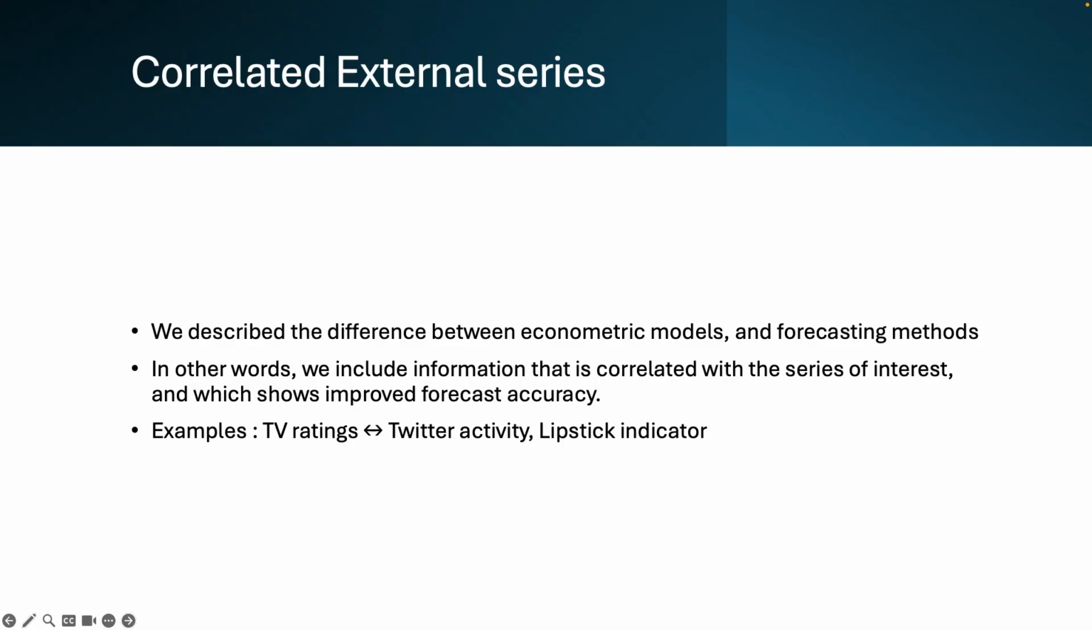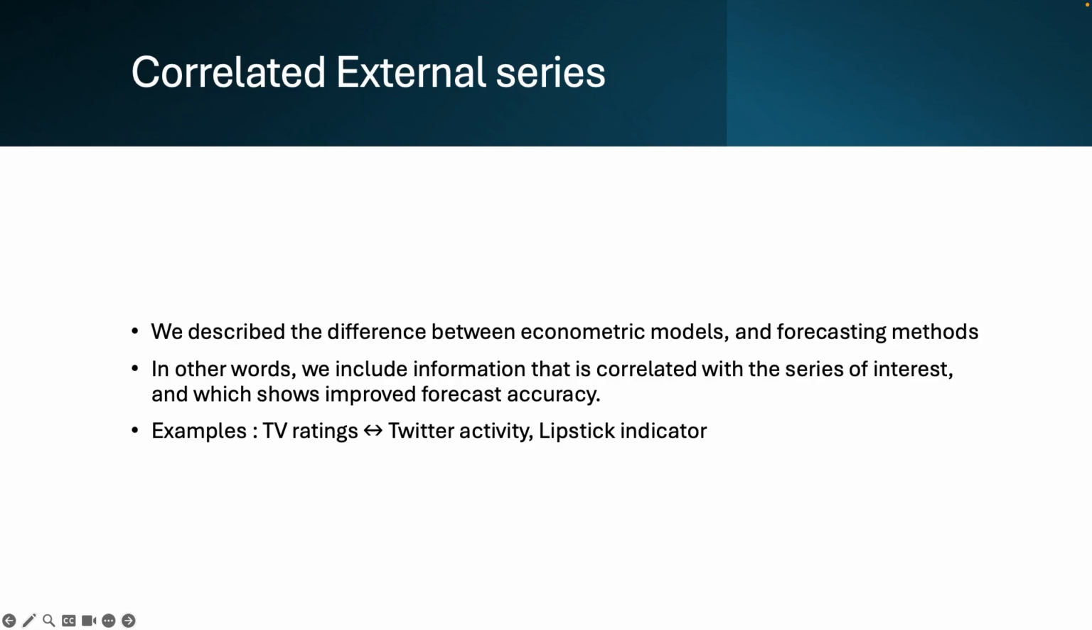An example about this: when a show is popular, people tweet about it. Tweets do not cause higher ratings, and ratings do not cause tweets. They move together because both respond to the same popularity. So, Twitter data can predict ratings even though it's not a causal driver.